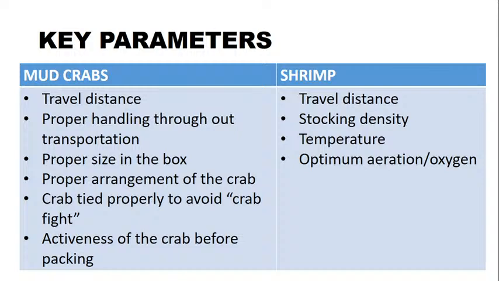For the shrimp, the key is the travel distance so that you know what kind of aeration is suitable for your journey. The stocking density for our side, the maximum we have gone is 30 kilogram with 250 to 300 liter. For temperature, you have to make sure the water temperature is low so that the shrimp will be less active and they are considered as asleep. And you will need to have optimum aeration and also oxygen.